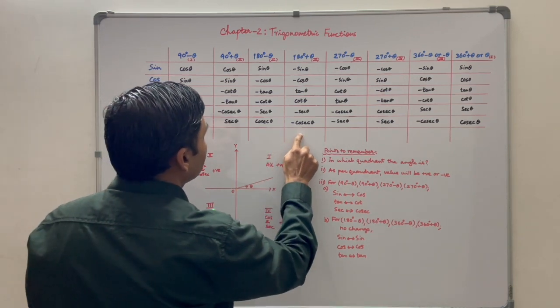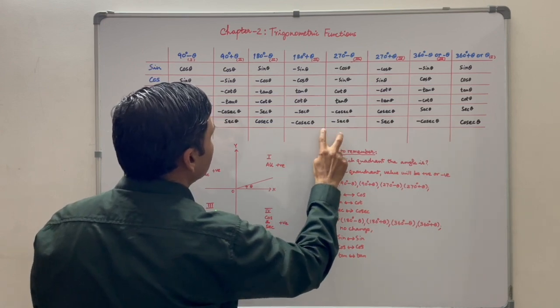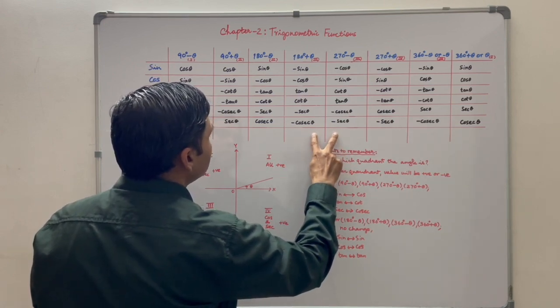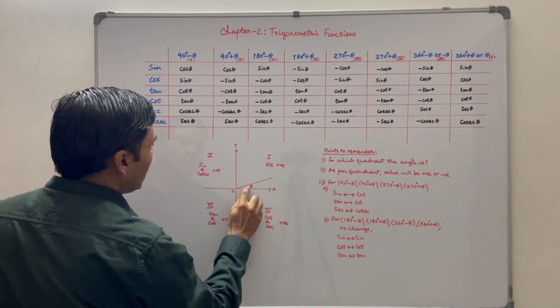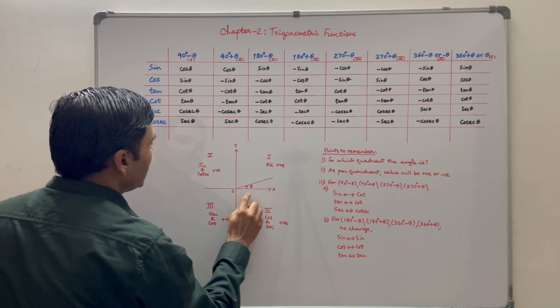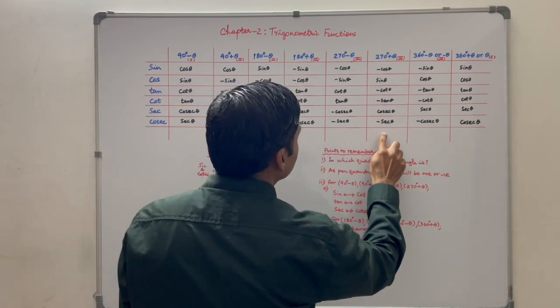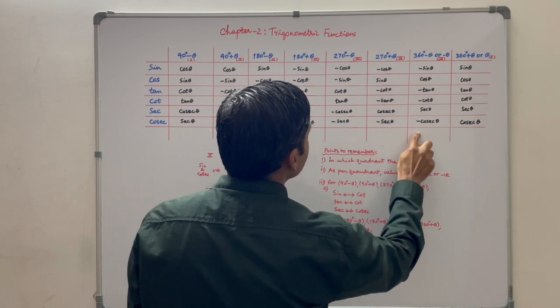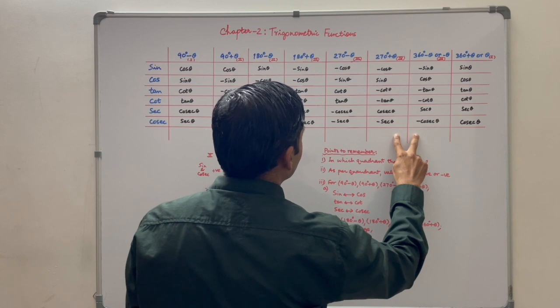In this column, angle is 180 plus theta, and in this column, angle is 270 minus theta. So in these two columns, angle is in third quadrant. If the angle is 270 plus theta or 360 minus theta, then the angle is in fourth quadrant. In this column, angle is 270 plus theta, and in this column, angle is 360 minus theta. So in these two columns, angle is in fourth quadrant.